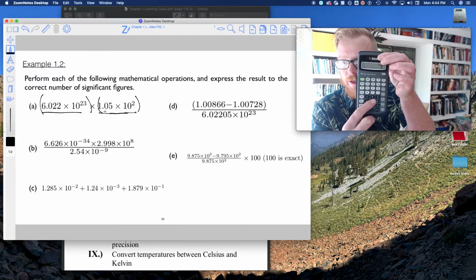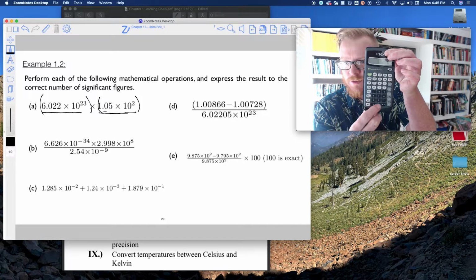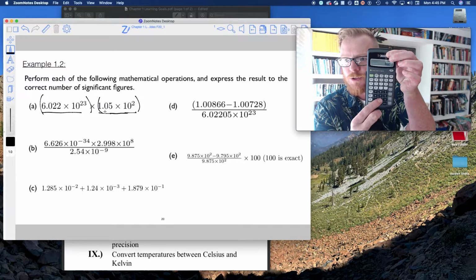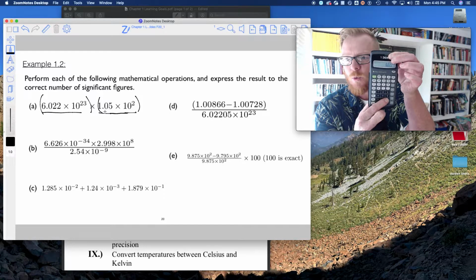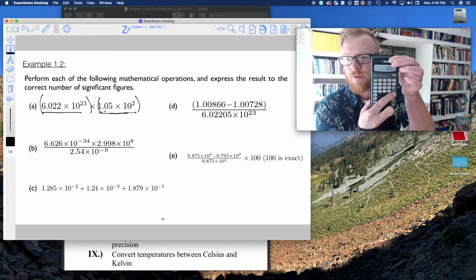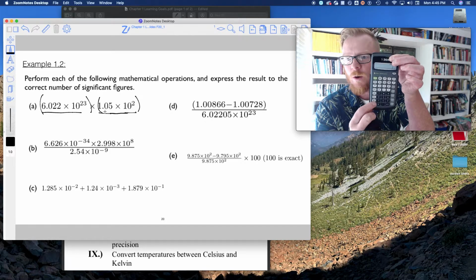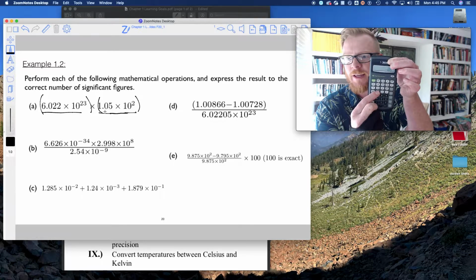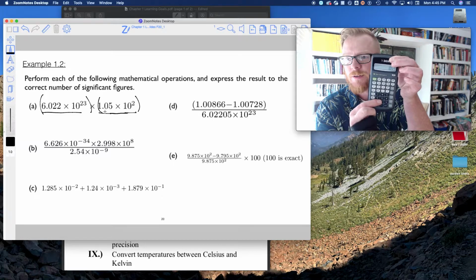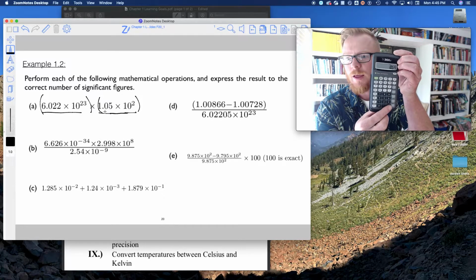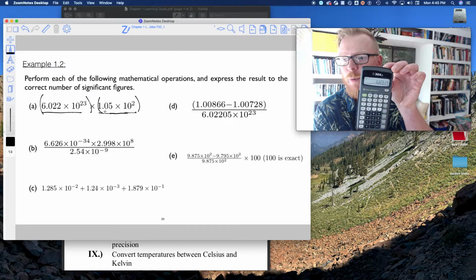Okay? So I'm going to say 6.022. Do that capital double E, EE, 23, times 1.05, and I'm going to use that EE button again, which is the same as just saying times 10 to the power 2, and equals. Okay, so I get a whole bunch of digits in my calculator.